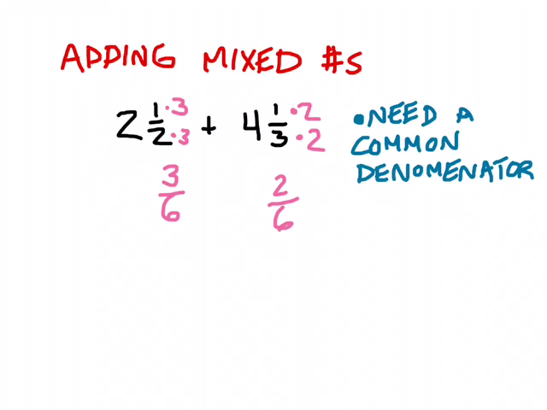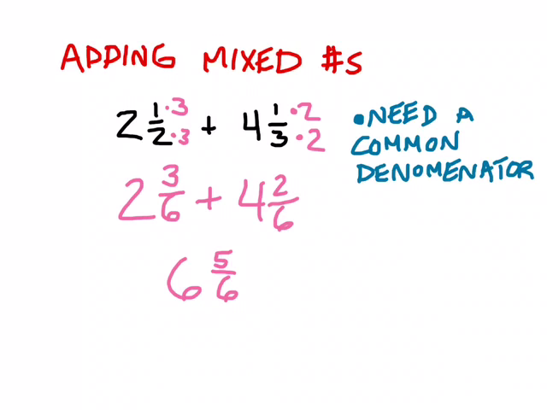Now I have a common denominator, and I'm ready to just slap those whole numbers right back on, 2 and 4, and we add. Nice thing here is there's not a whole lot to this. We just add whole numbers to whole numbers and numerators to numerators. Denominators, if you remember, in fraction addition stay the same. So the 6 will be the same. So 2 plus 4 makes 6. 3/6 plus 2/6 makes 5/6. And I'm done.